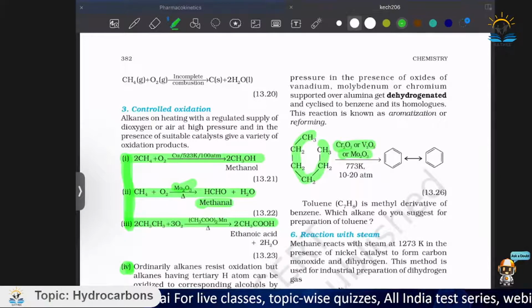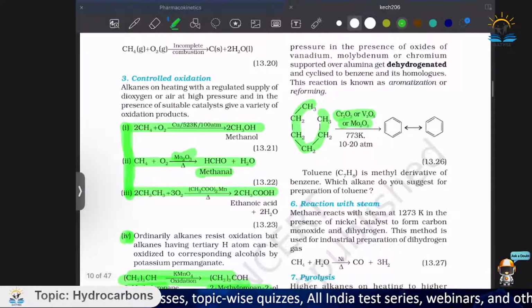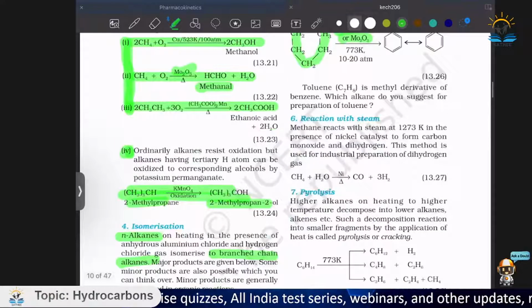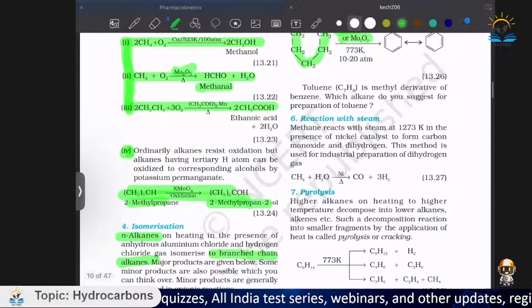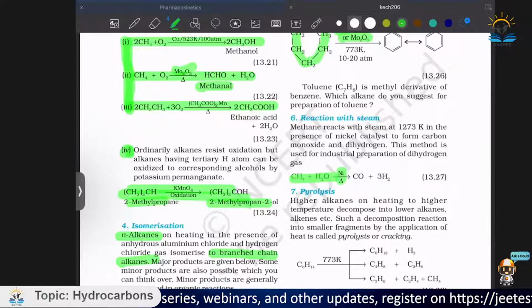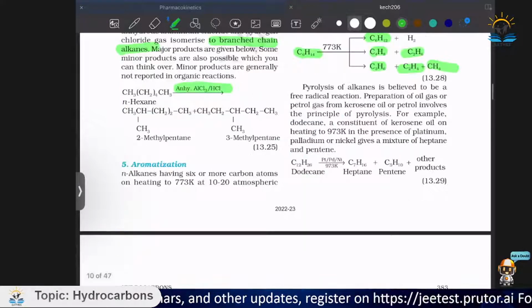Reaction with steam: nickel is the catalyst. You get this characteristic water gas reaction. Pyrolysis is breaking up an alkane into smaller alkanes in presence of heat. Then the catalysts are platinum, palladium, and nickel.